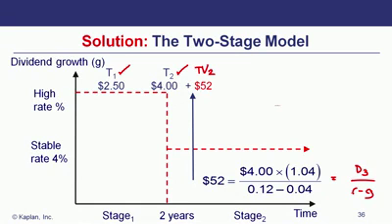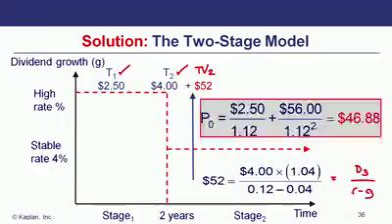All that remains is to discount back to present value. So, 2.50 was at T1, therefore bring it back 1 period, divide by 1.12. $4 was the second dividend, that's at time 2, along with your terminal value. Those two together, $56, both at time 2. You can discount them both together by dividing by 1.12 squared. Add those up, and you should get $46.88.